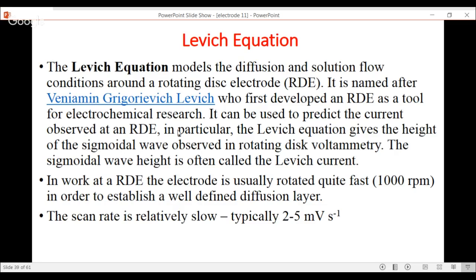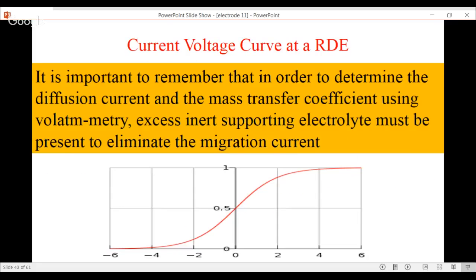The scan rate is how you are measuring the potential. We have already shown, or we are going to see in cyclic voltammetry, the scan rate, the potential variation with respect to time is nearly 50 millivolts per second or something like that. Whereas in the rotating disc electrode, the measurements or scan rate is typically low, so it's slow, typically 2 to 5 millivolts per second.